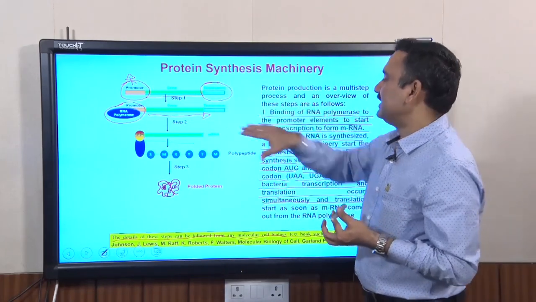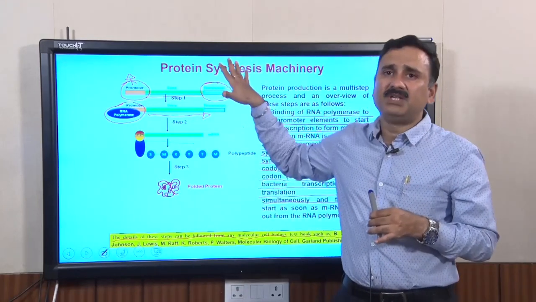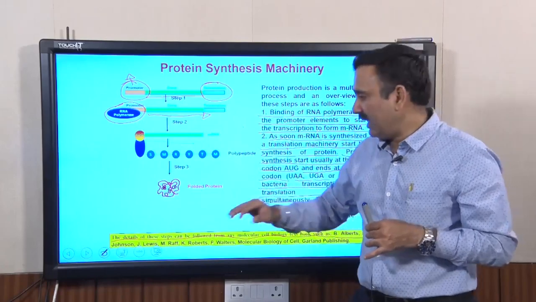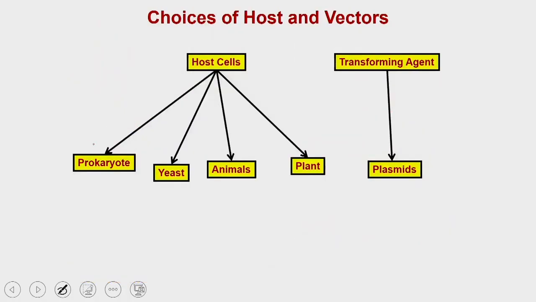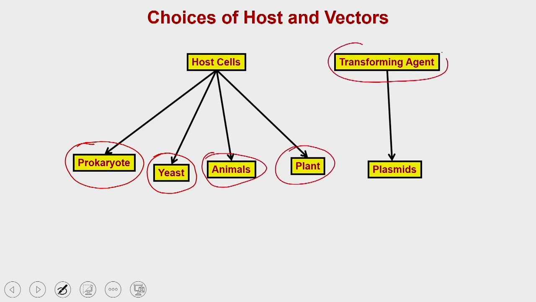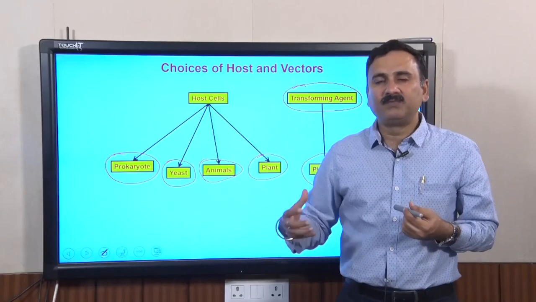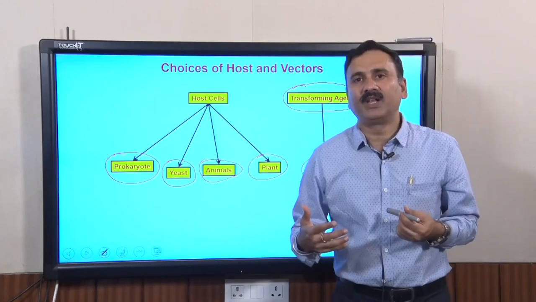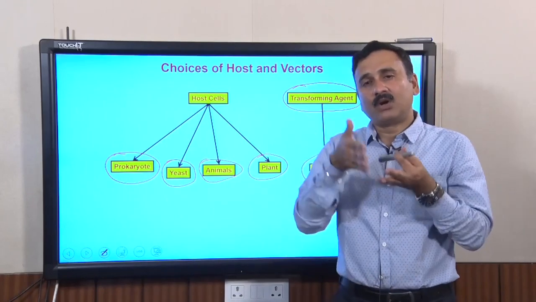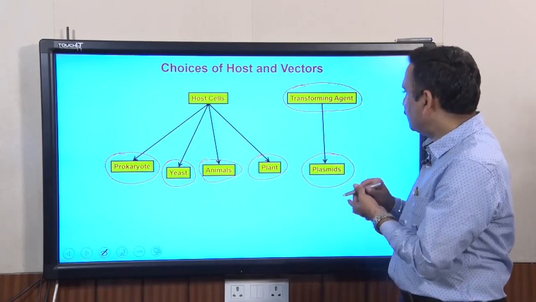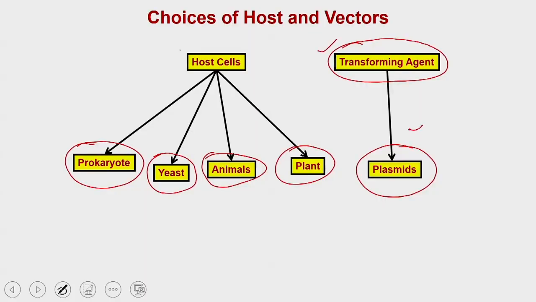So, now once we have discussed the protein synthesis machinery, which is present in different hosts, what we have discussed so far is that you have the prokaryotic host cells, and you have the eukaryotic host cells such as yeast, animals and plants. We also have the transforming agents which are complementary to all of these host cells. So, once you generate a recombinant clone, you have to decide in which particular type of host system you would like to express your protein, because accordingly you have to select the transforming agents as well as the host cells which are going to be complementary to each other.